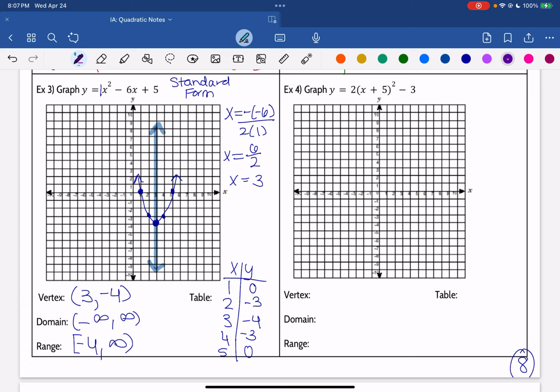Okay, last one. So our vertex, this is vertex form, so it's really easy to get our vertex. So it's from -5, because it's the opposite, to -3. Okay, now plug in.